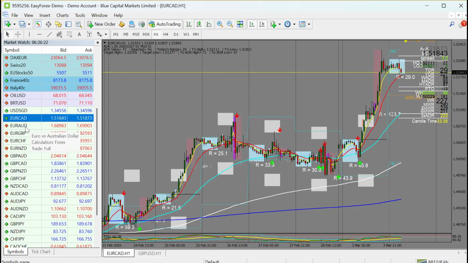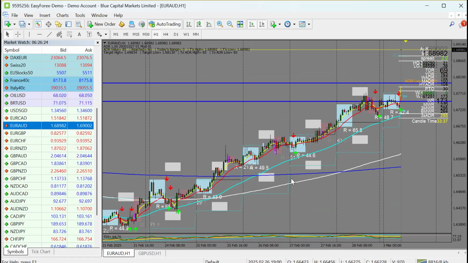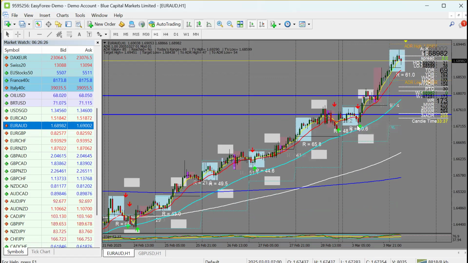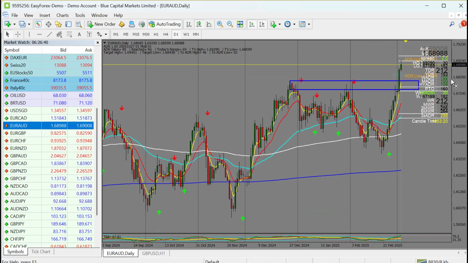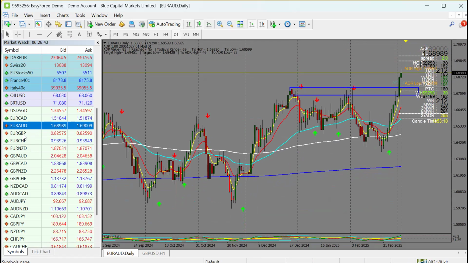Also looking at Euro AUD. Also, we saw yesterday the market reacting to that 50 EMA. So this 50 EMA has been acting as a support region. We're expecting to see some sort of pullbacks for us to continue buying these currencies.